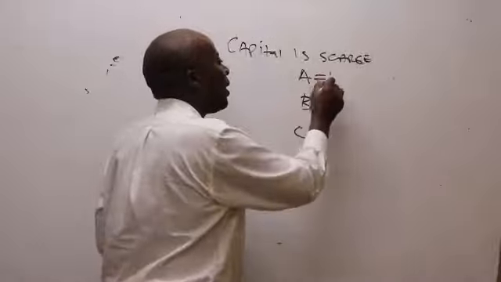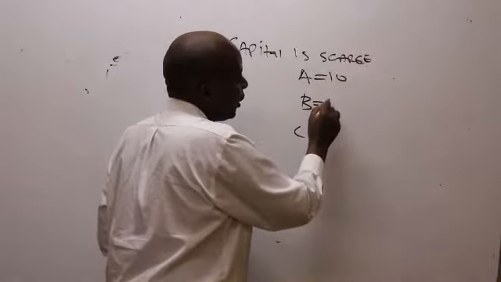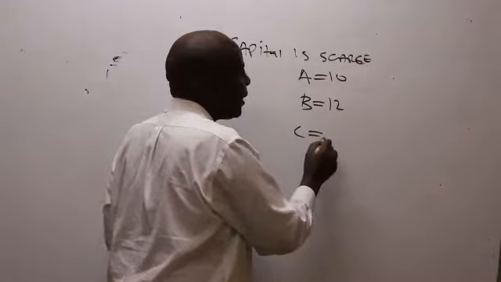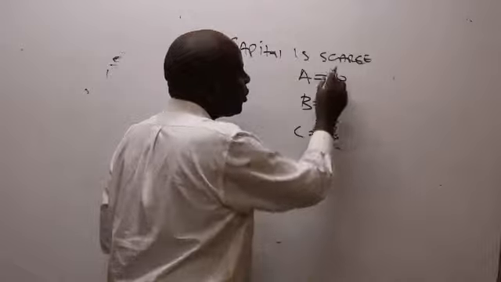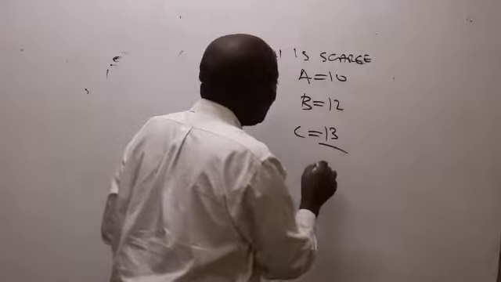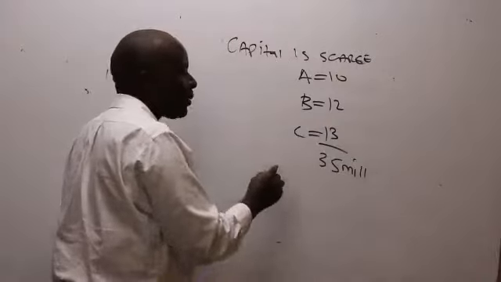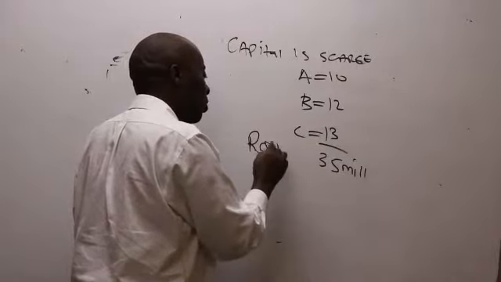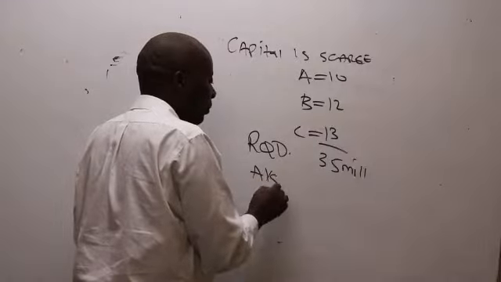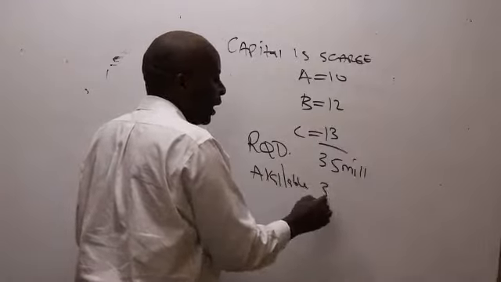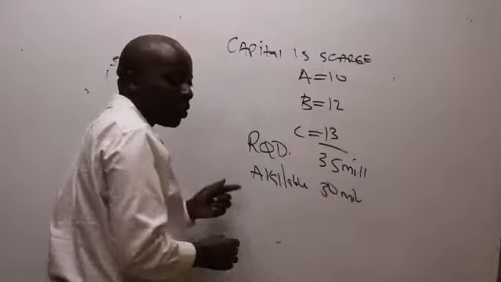If, for example, A is to take 10 million, B is to take 12 million, and C is to take 13 million, then in total the amount we need will be 35 million. This is what is required. And what is available in our bank account will be, say, 30 million. So we've got a shortage here.